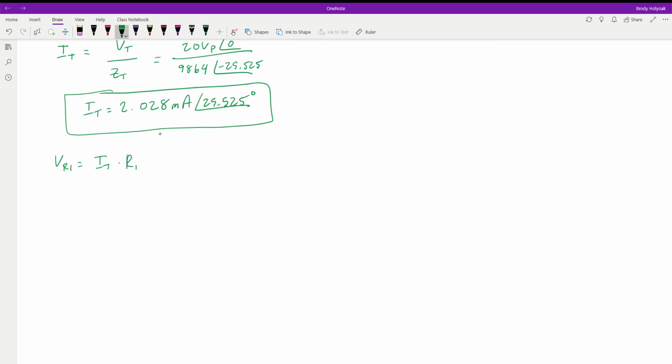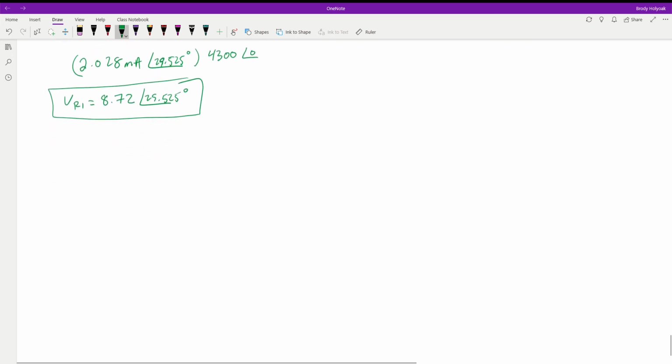So now we have 2.028 milliamps at an angle of 29.525 multiplied by R1, which is 4300 at an angle of 0. So the voltage drop across R1 is going to be equal to 8.72 at an angle of 29.525 degrees.